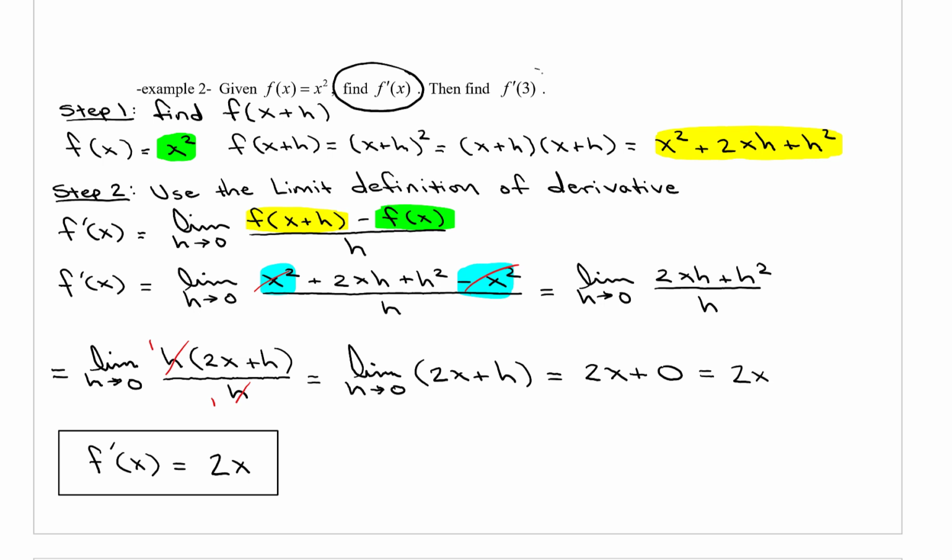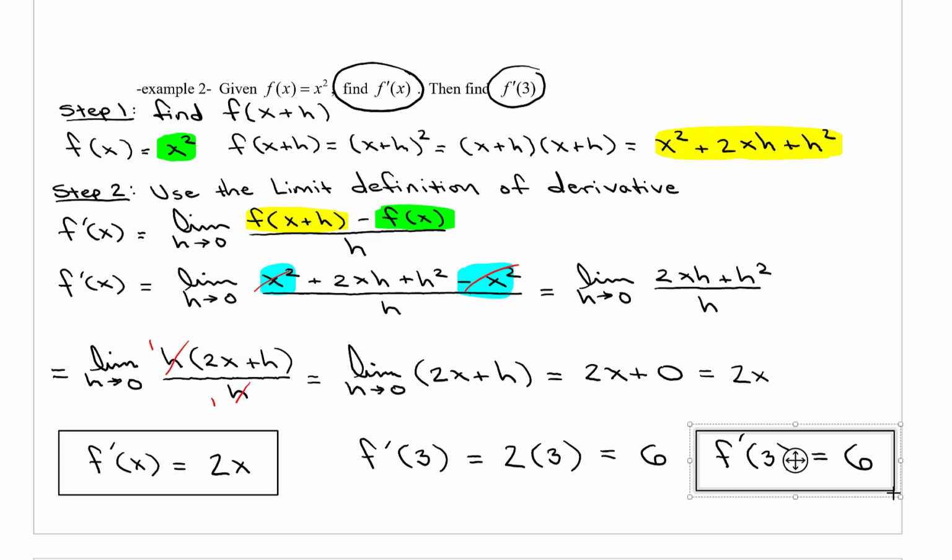Now it's asking for f prime of 3, so f prime of 3 is going to be equal to 2 times 3, which is equal to 6. So f prime of 3 equals 6. I'm going to go ahead and box that in. And I've answered all the parts to this problem.